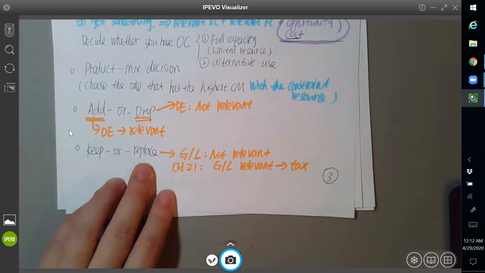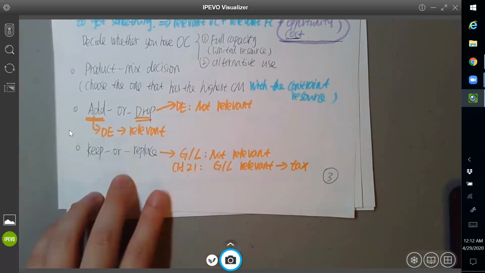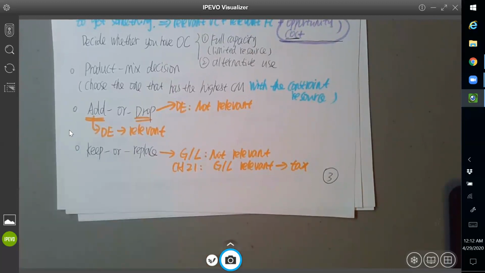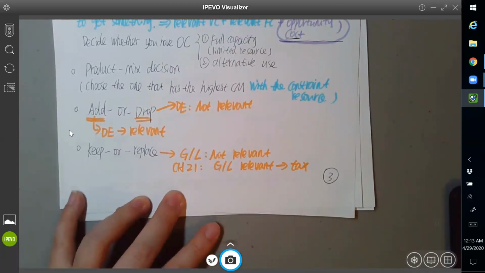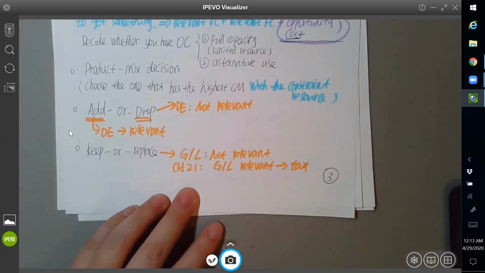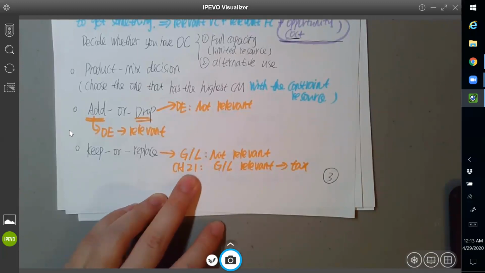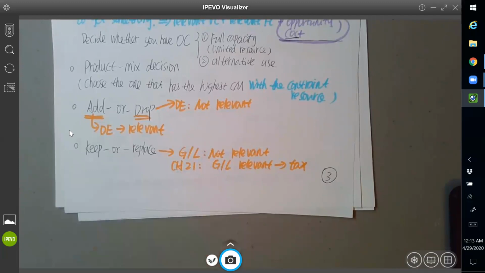The last thing is keep or replace the equipment. In chapter 11, it's easy. Just know what's relevant. The costs there are the cost of a new machine, the selling price of the old machine, right? And then all the operating income or costs for the old or new machine. After learning chapter 21, you go back to chapter 11. This part you will say, oh my goodness, it's so easy. We don't need to deal with the gain or loss or tax. But in chapter 21, we have to think about those things because of tax payment and tax saving from gain or loss and from depreciation expense.